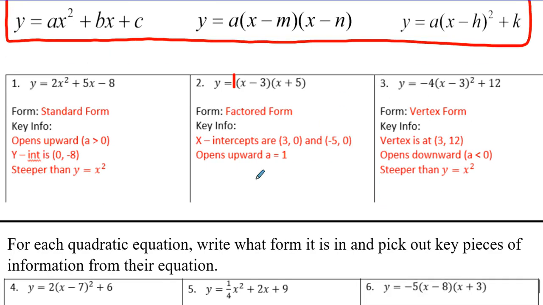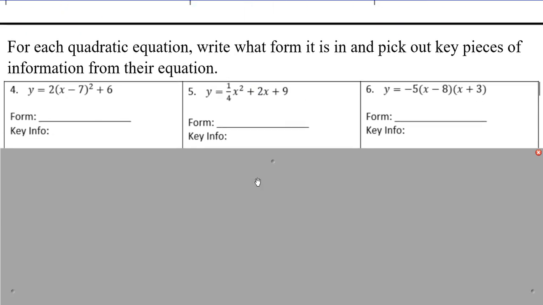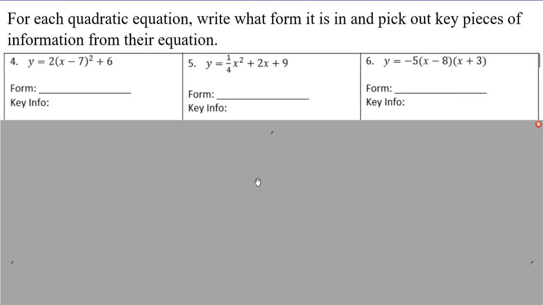Those are 3 examples. I'd like you to try these 3 for yourself. So pause the video now for maybe 2 minutes. Your job is to state what form each of them are in and what pieces of information you get from that form. So pause the video now, come back after you've had a chance to try.